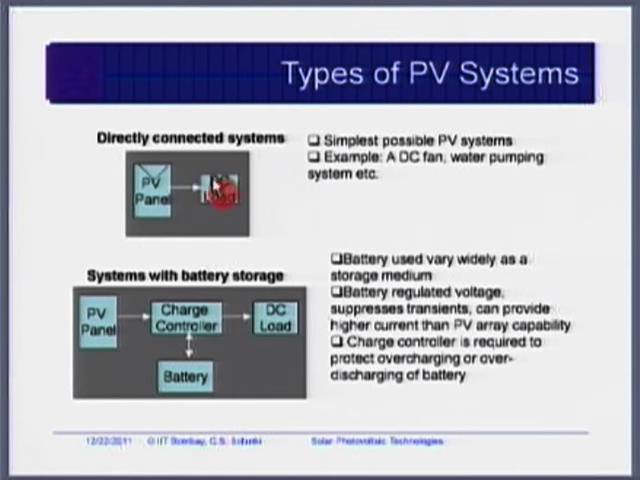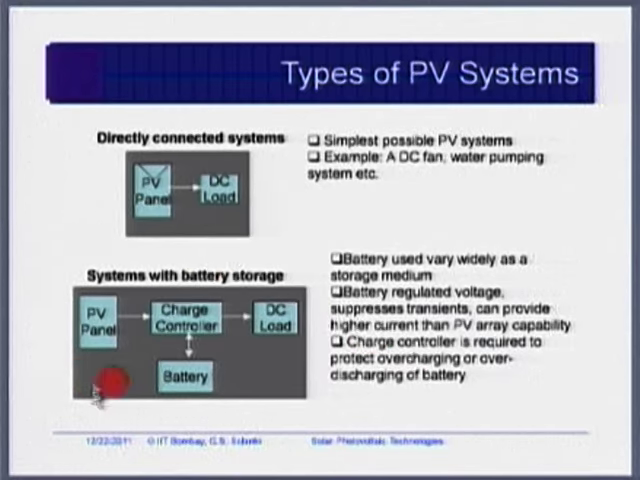But this is the case when your load will work only when there is light falling on your module. But if you want to use your load when there is no light falling also, then you need to store the energy, and then your system will look like this. So your PV panel, then your charge controller, you are storing energy in the battery, and then you are running a DC load. Okay, so this is still a DC system. Your DC load can be your DC motor, it can be a DC fan, there are DC refrigerators available, there are DC TVs available, everything can be DC. So this is one possible system. A DC load can be anything.